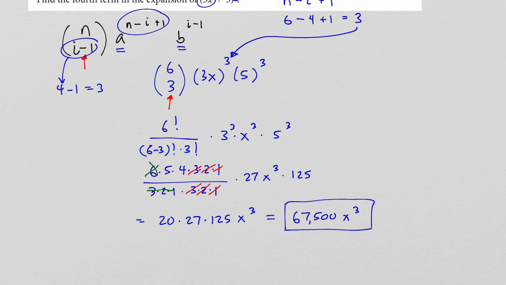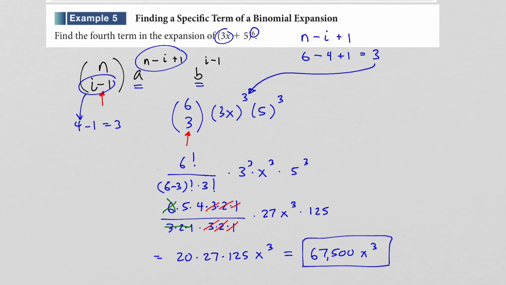So what do we do here? Well, if you took this whole thing here and you multiplied it out, the fourth term would be this term. Okay, so we just found one of the terms of that expansion.